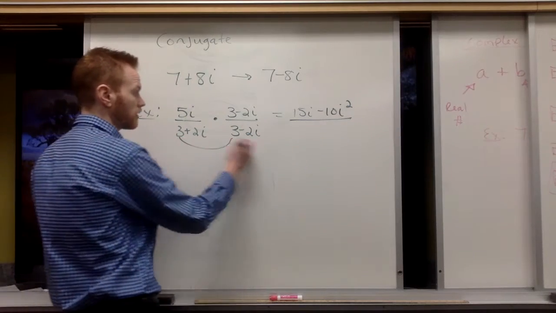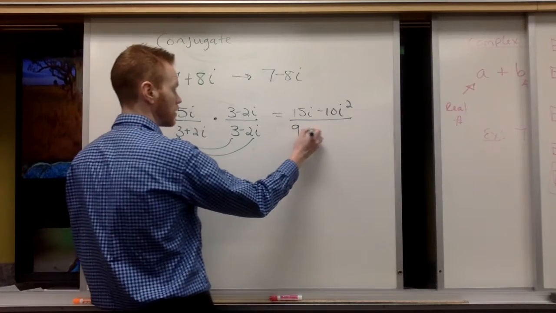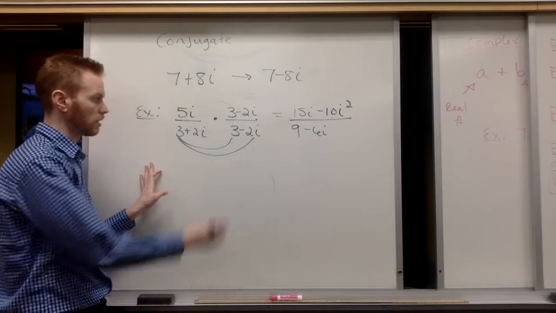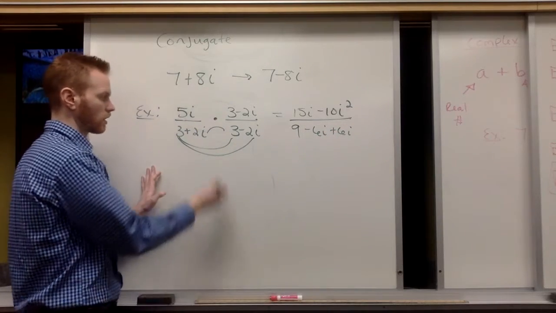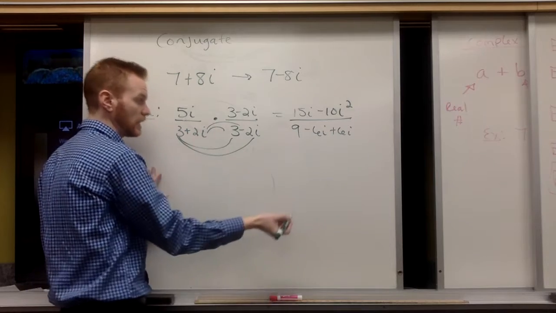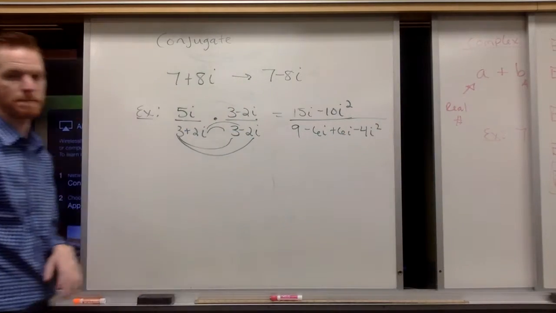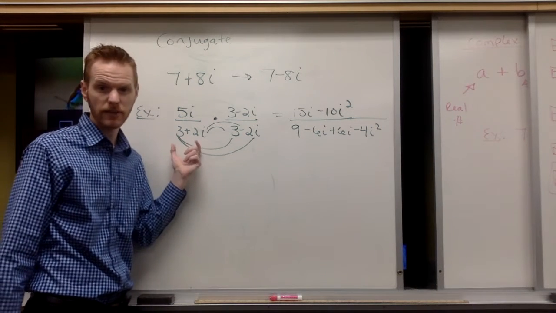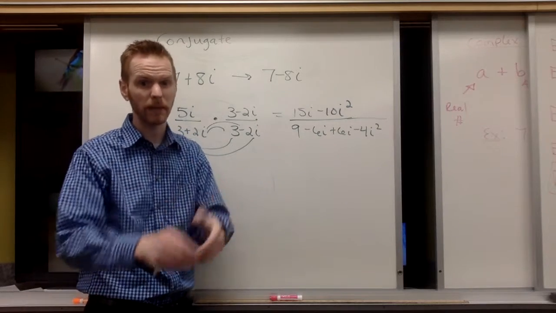Okay? So 3 times 3 is 9. 3 times negative 2i is minus 6i. 2i times 3 is a positive 6i. And then 2i times negative 2i is minus 4i squared. We went from something that was basic to now it's like, oh my gosh, there's a lot going on here. But that's okay. We can simplify this.